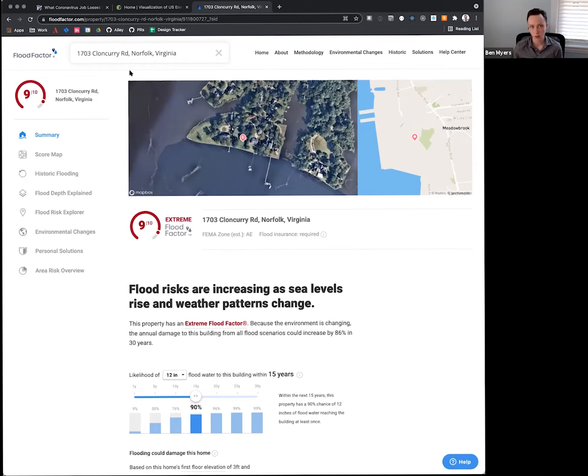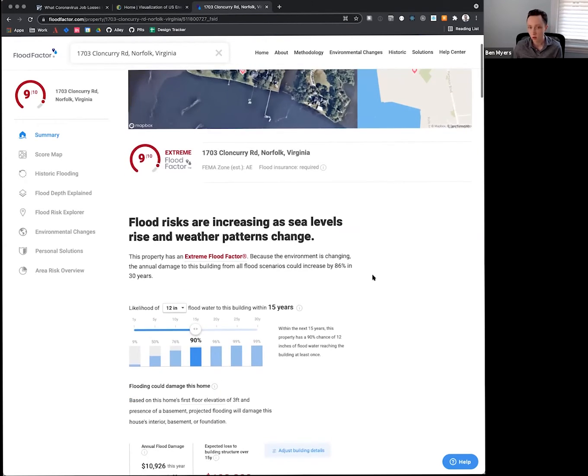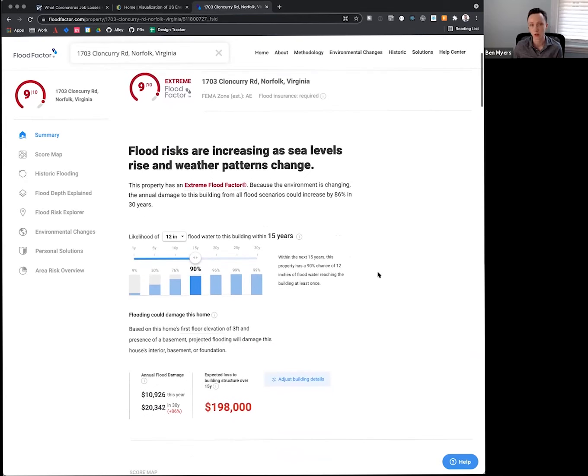So you come to floodfactor.com, you punch in your address. I've picked one out in Norfolk because Norfolk is really suffering when it comes to flooding recently. And you can see that, if this was my address, I'm then able to really quickly see, oh, okay, I have some risk of flood going on. Why, and what do I need to be concerned about?